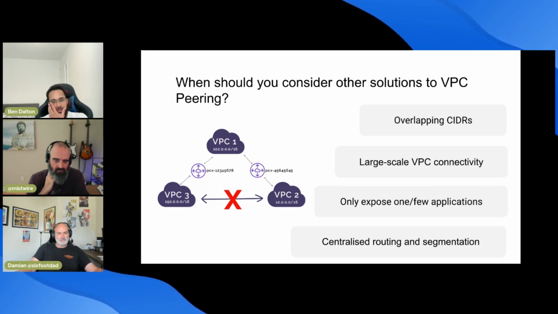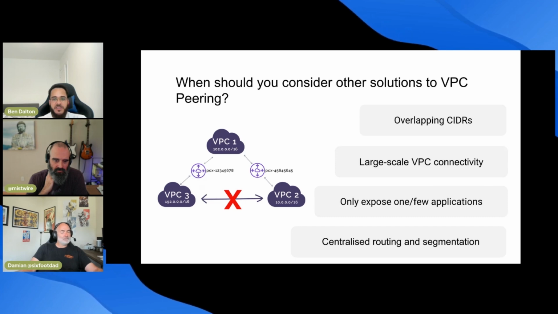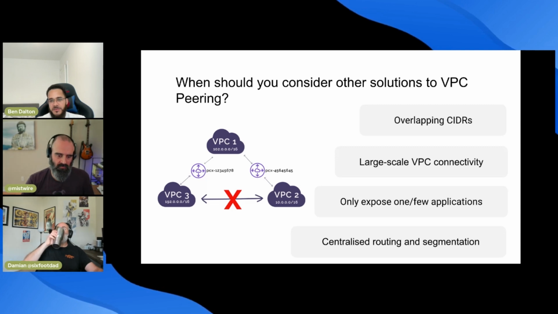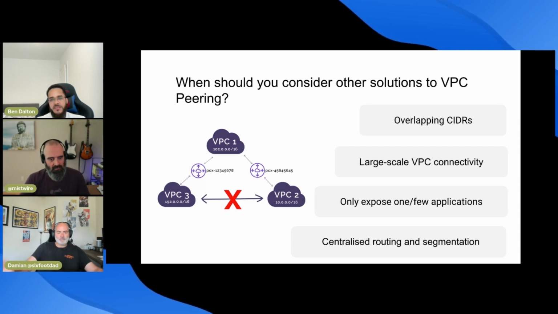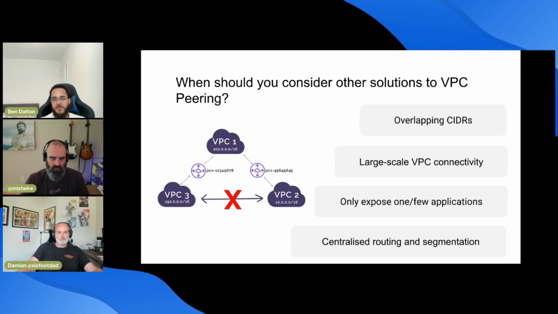Another thing is that you can use transit gateways to solve that issue. With lots of VPCs, you get centralized routing and segmentation and large-scale VPC connectivity, and it's transitive. You attach each VPC to the transit gateway with a VPC attachment, and once the routes are updated correctly, each VPC can communicate with all the other VPCs in a sort of hub and spoke model.